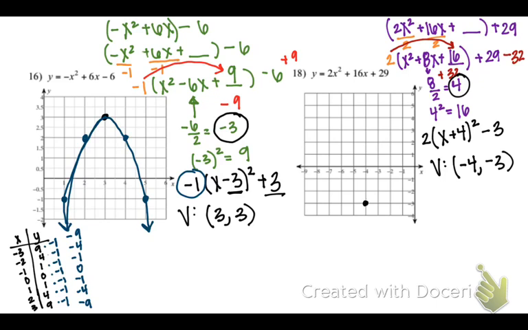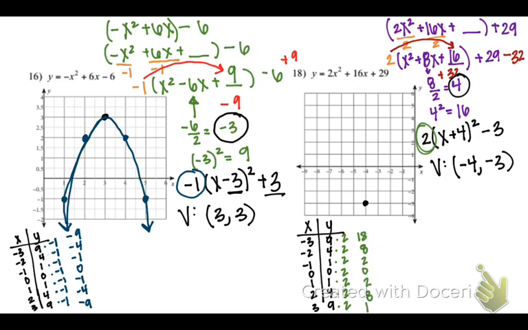And then if we look at that same table, I'll just rewrite the table here. So we have x, y: negative 3, 9, negative 2, 4, negative 1, 1, 0, 0, 1, 1, 2, 4, 3, 9. But now we have this 2 on the outside here. So that means I'm going to multiply all of these by 2. So this would be 18, 8, 2, 0, 2, 8, 18.